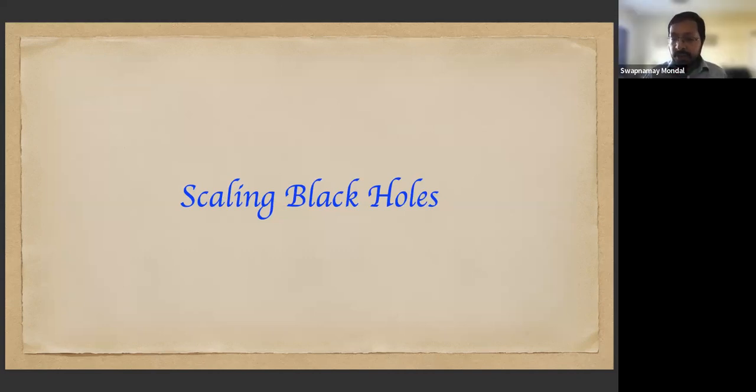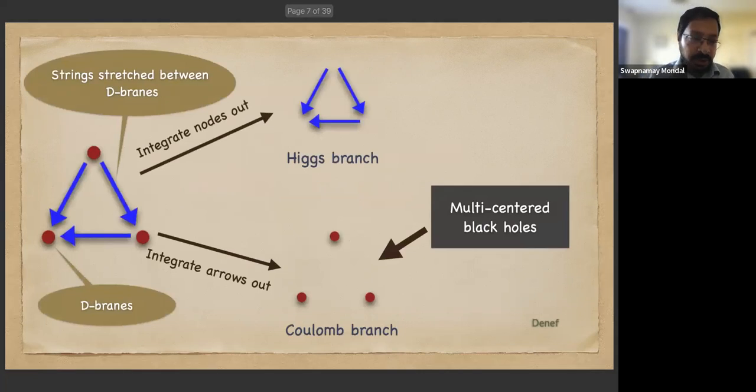So now scaling black holes. First, let's talk about multicentered black holes. Here too, there are two pictures. It's good to start with the microscopic picture. So we just learned that black holes can be thought of as stacks of D-branes. And when you have multiple black holes in the microscopic picture, that might lead to more than one stack of D-branes intersecting each other, and then there would be strings stretched between those different stacks of D-branes.